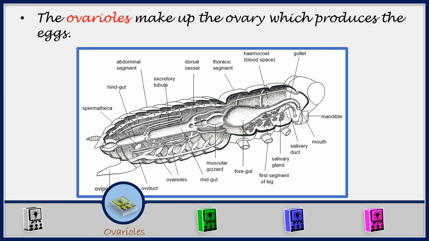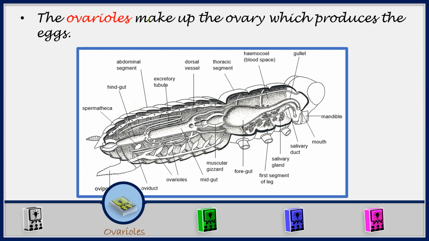Now we want to look at the ovaries. The ovaries are these ones here. They are connected to the oviduct. We have an oviduct here and then it branches and forms the ovaries. So the ovaries are connected to the oviduct.